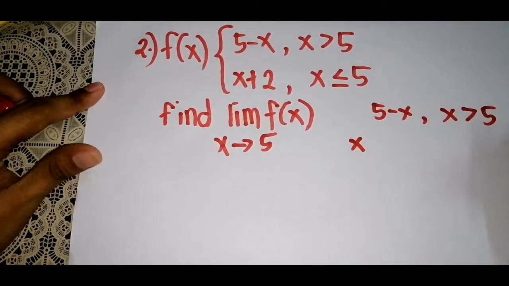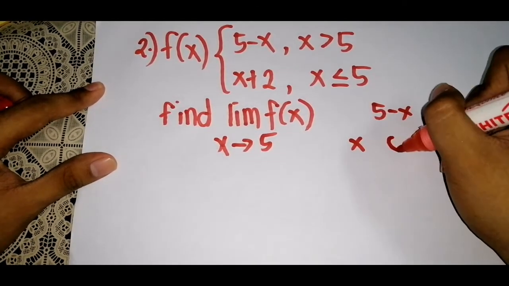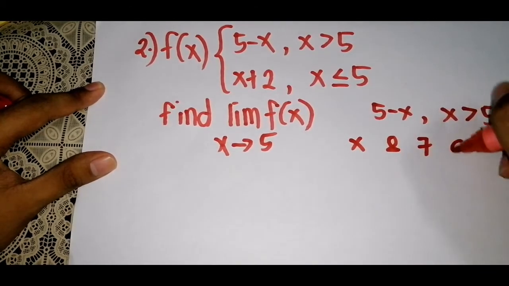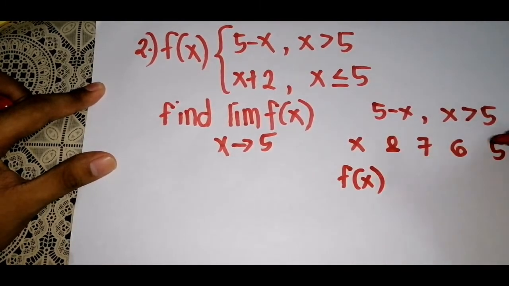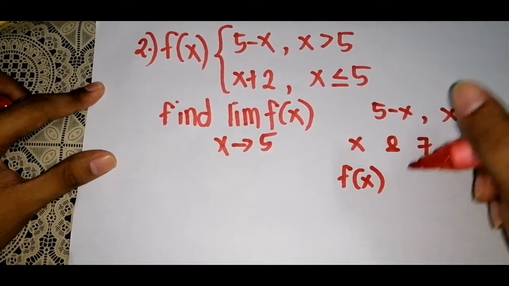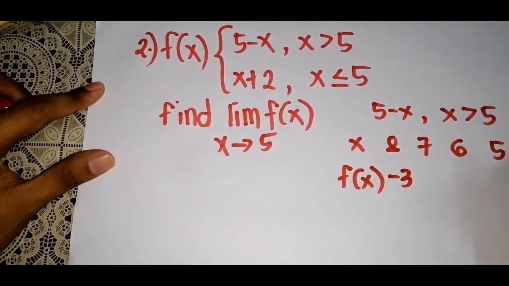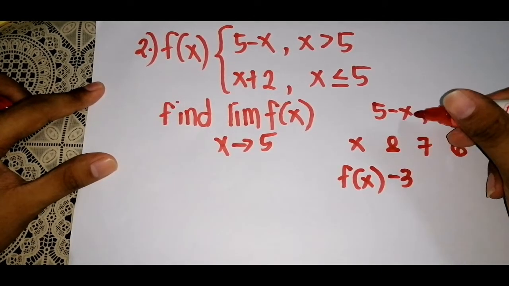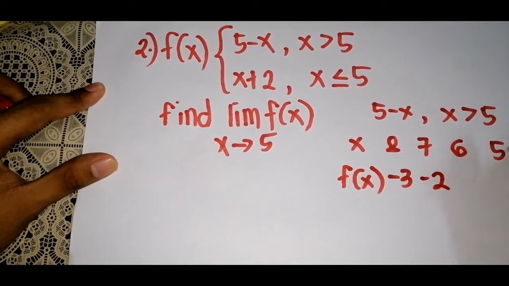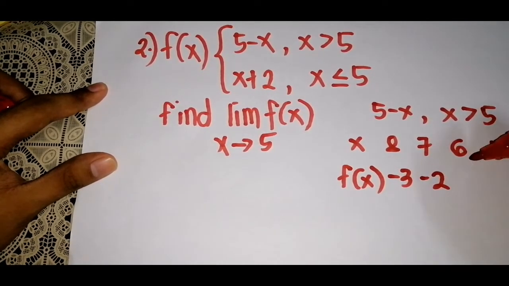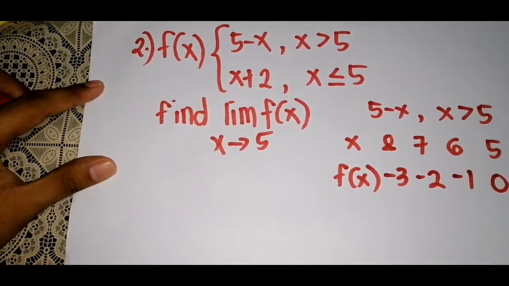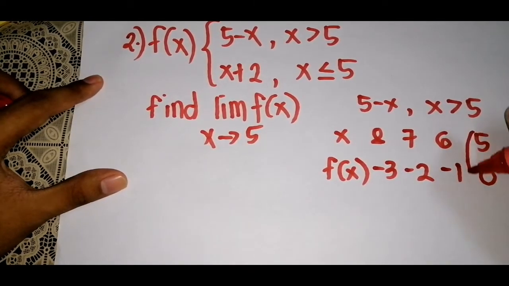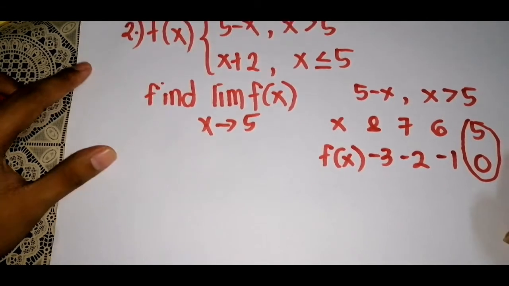So, greater than 5, we will use the value 8, 7, 6, and 5. So, kapag sinubstitute natin itong 8 dito sa ating function, ang sagot ay negative 3. So, when x is 7, the function is negative 2. When x is 6, the function is negative 1. And when x is 5, the function is 0. So, when x approaches 5, the limit is 0.